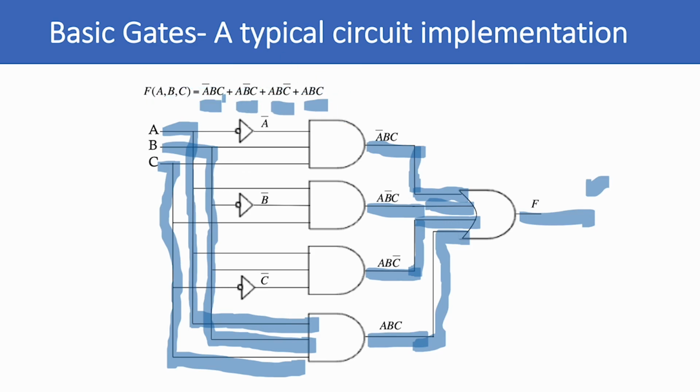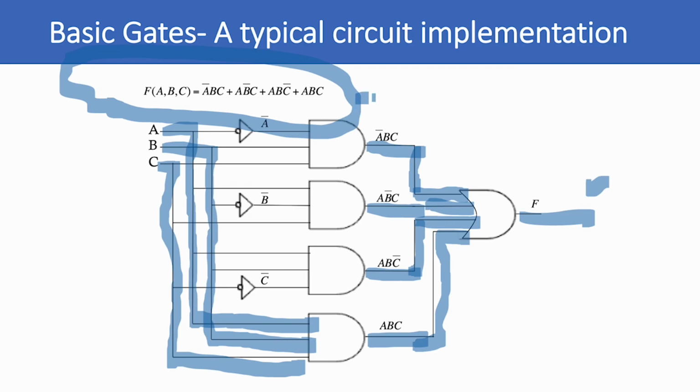Let me do that a little better here. The same as this function right here. So that's what this is right here. Okay? So that is a typical circuit implementation using 4 3-input AND gates, 1 4-input OR gate, and 3 inverters.